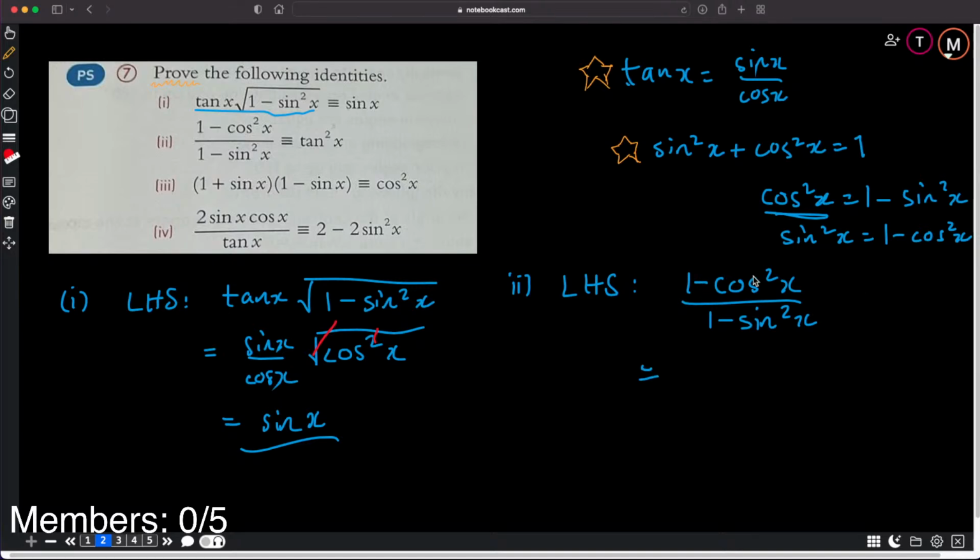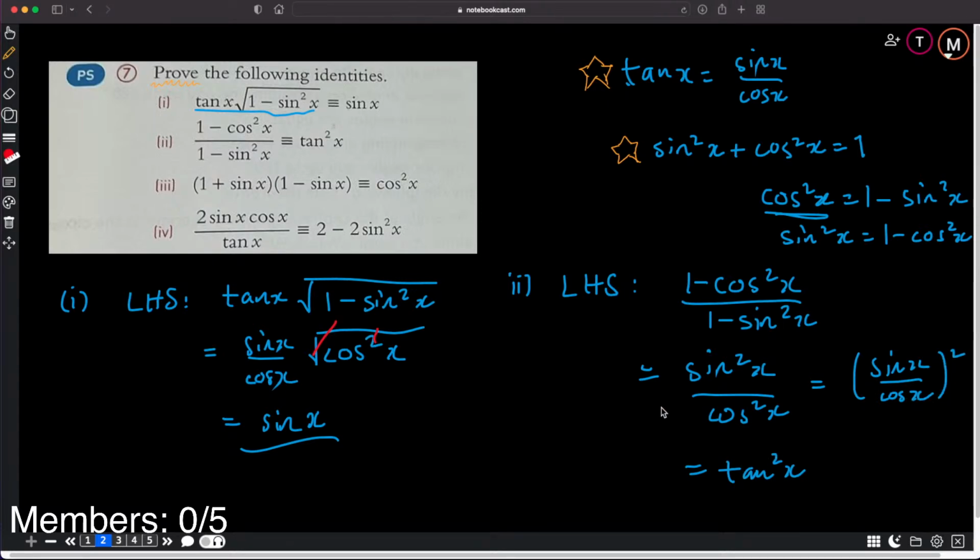Okay, so the top line here, we're going to say is sine squared x. On the bottom line, we've got cosine squared x, and this is equal to tan squared x, right? Because this is sine x on cosine x all squared. Okay, that was part 2.